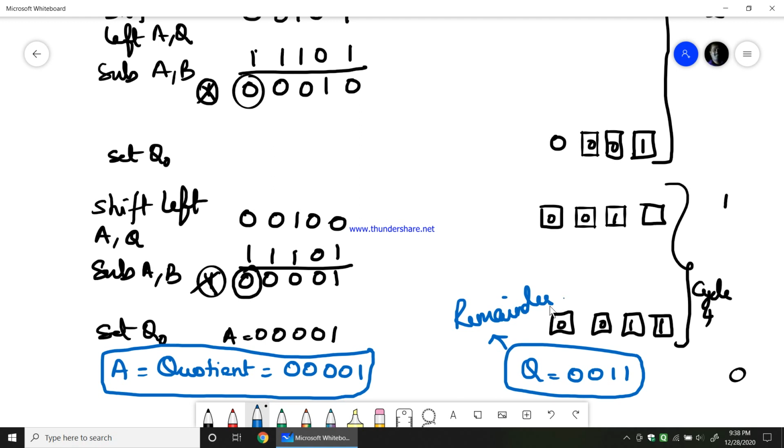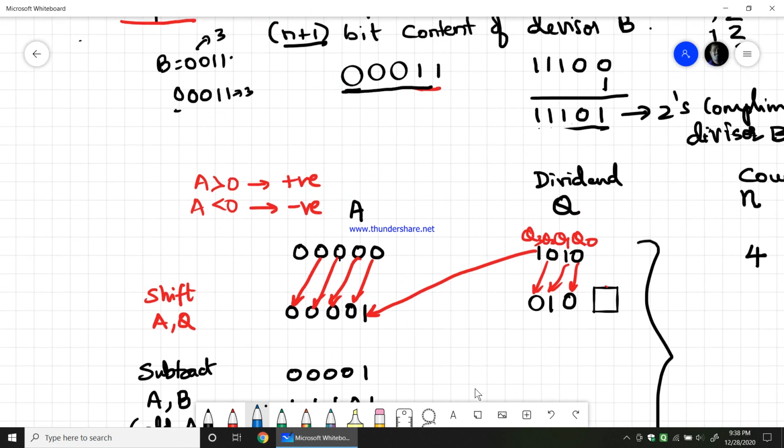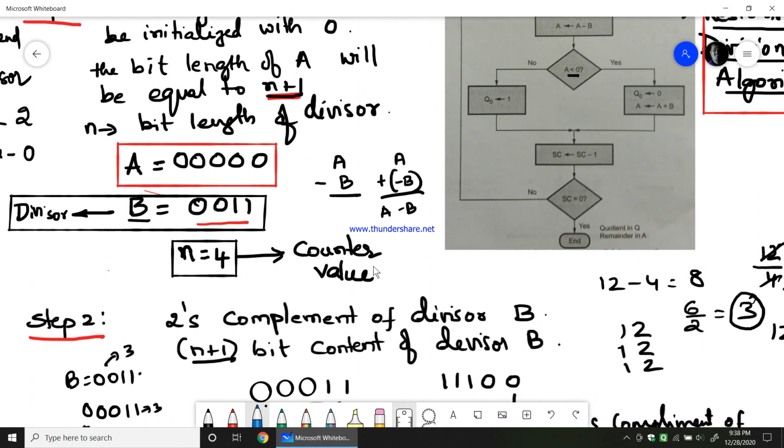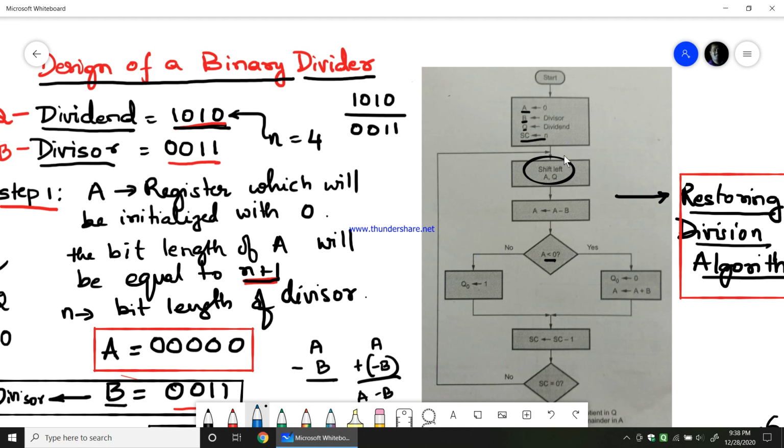Okay, I hope you got this problem, the bit divider. The restoring division algorithm, whatever I have explained now, how to find the quotient and remainder. Step by step, I'll just go back to the flowchart and tell you. Initialize register A to store the quotient, then initialize B with the divisor, then Q with the dividend, and N with the number of counting values.